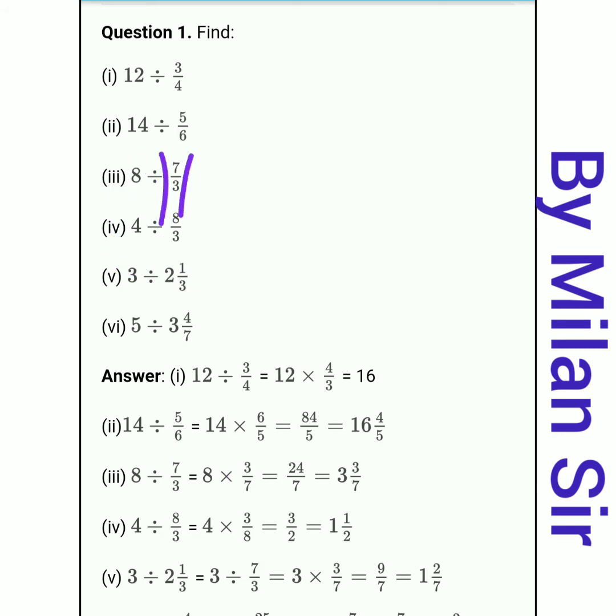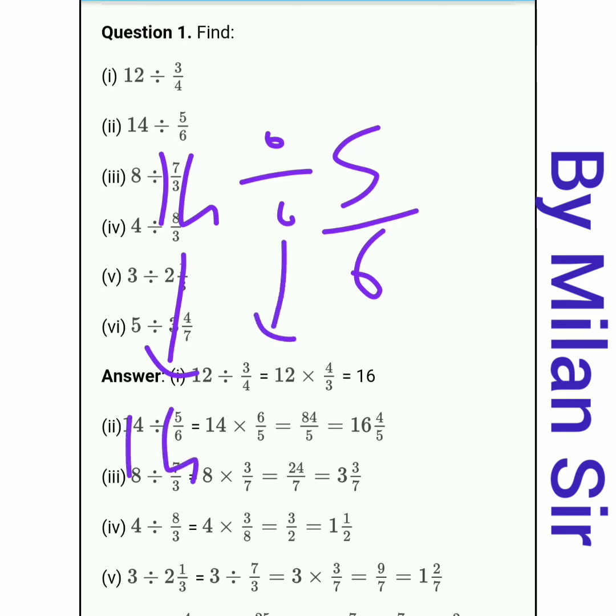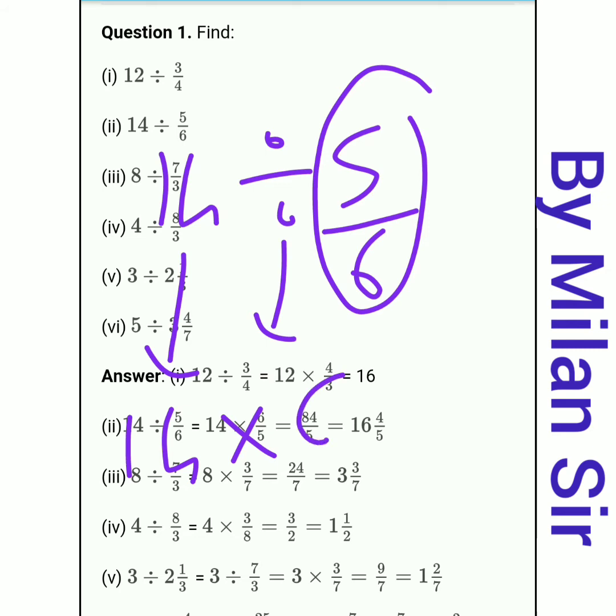Second question, 14 divided by 5 by 6. Again our first number, that means our numerator, as it is. In place of division, multiply and take the reciprocal of 5 by 6. It is 6 by 5. Okay, we need to change the numerator and denominator. Here nothing is present in the denominator, so we can write 1.